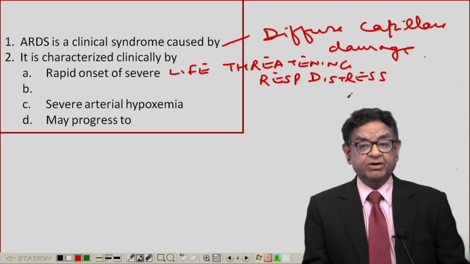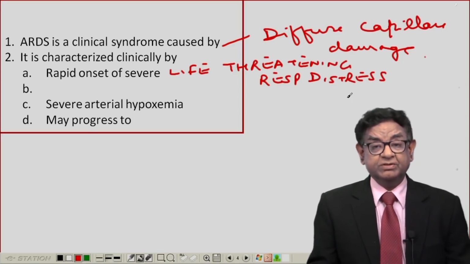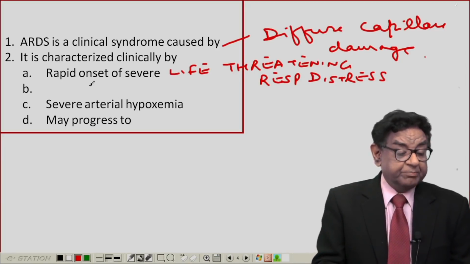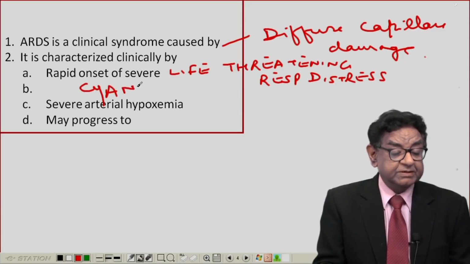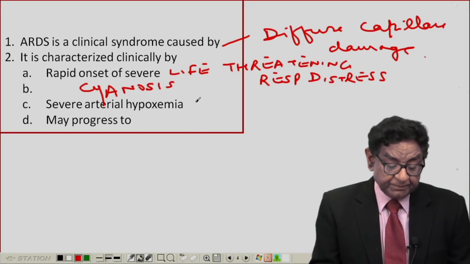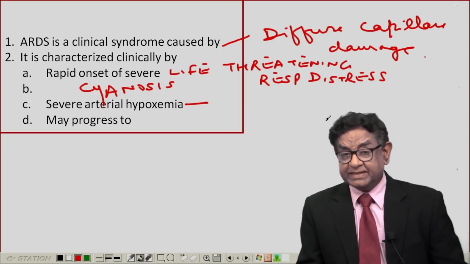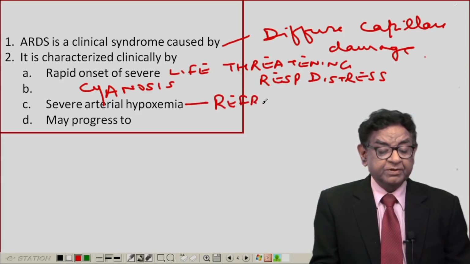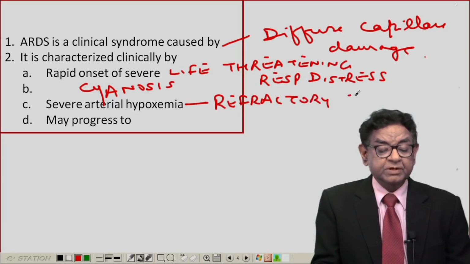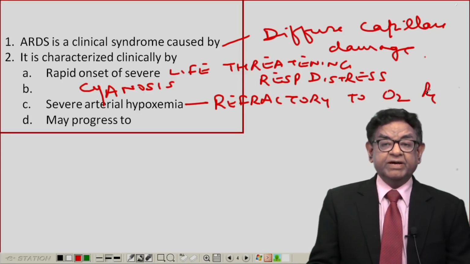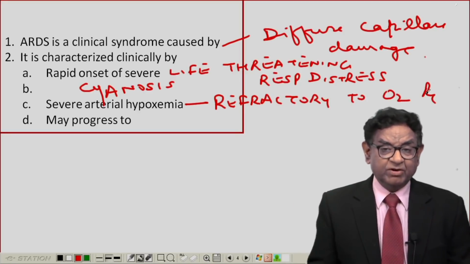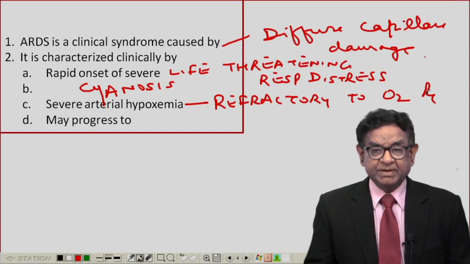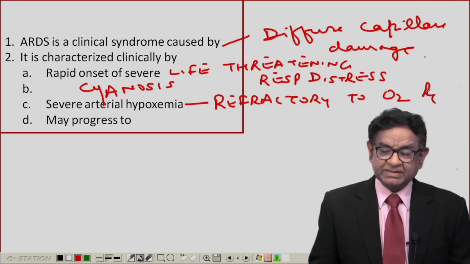Now you understand the meaning of life-threatening, because PaO2 has gone maybe up to 20 also. Okay, patient may develop cyanosis because of severe hypoxia, and arterial hypoxia is there. But what a special thing, it is refractory to oxygen therapy. Now I don't need to tell you why, because if you are simply giving oxygen, it will not go inside.